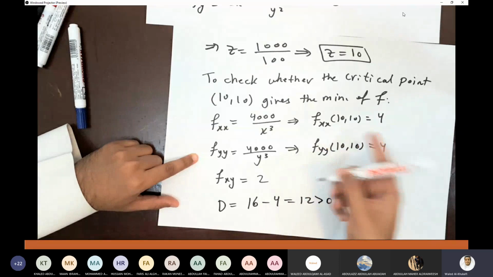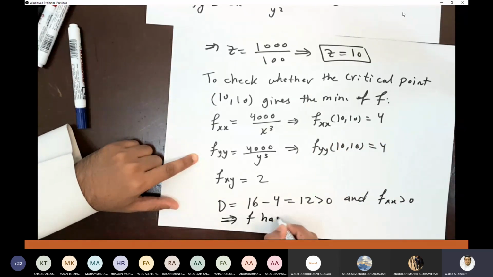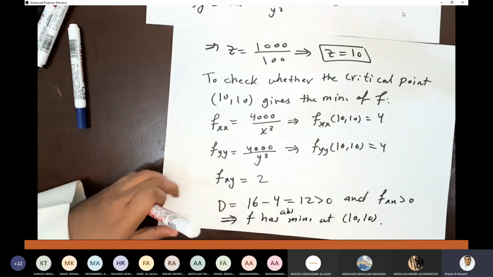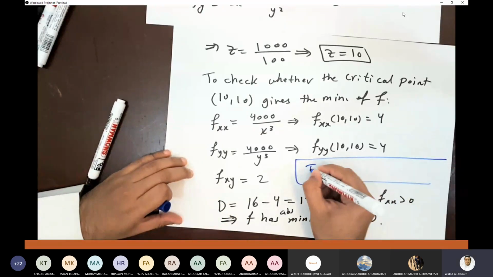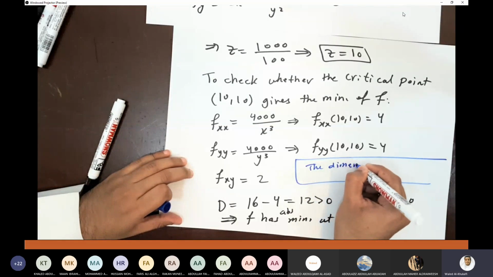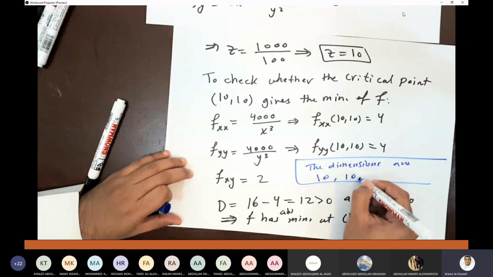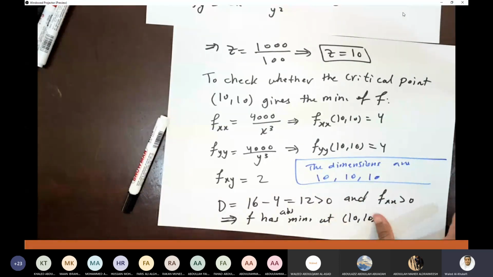And clearly from here fxx is greater than 0, so f has a minimum, actually an absolute minimum at 10. So the final answer, we can say the dimensions are 10, 10, 10.